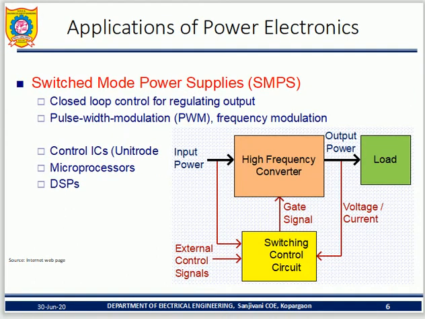The next one is a block diagram. It has input power and output power. The output goes to the controller, which compares it with the reference signals and then produces the gate signal, which is another name for a pulse. The output gives information to the controller, so it acts as a closed loop control system.